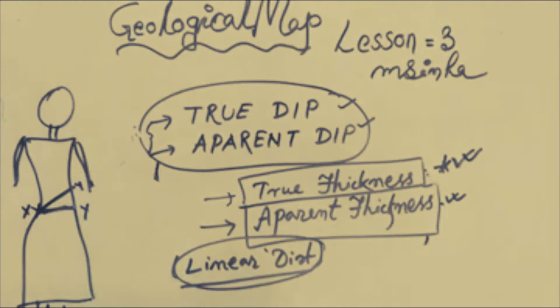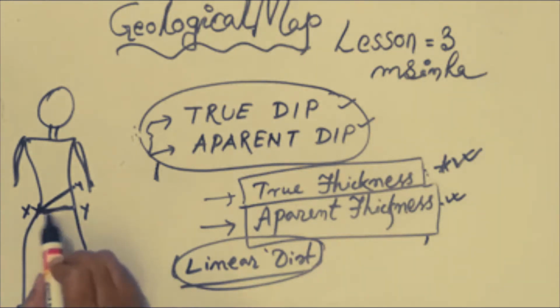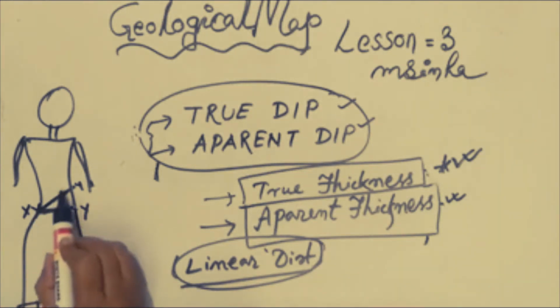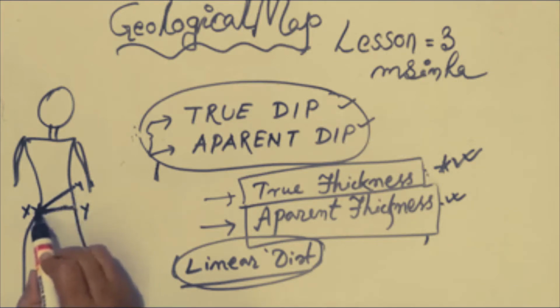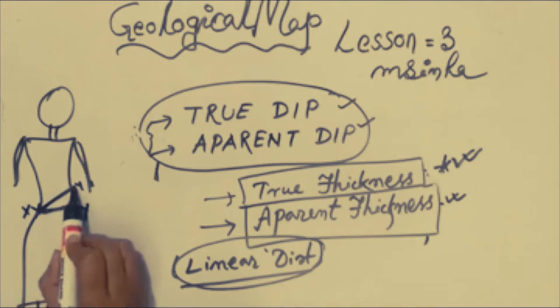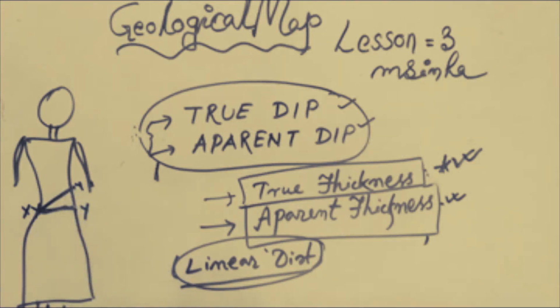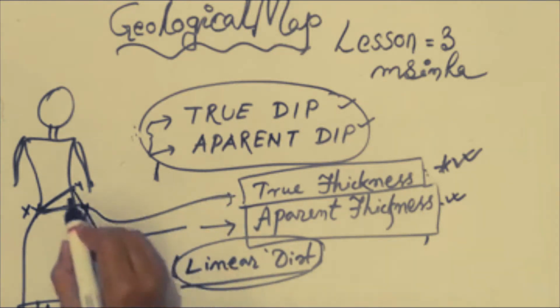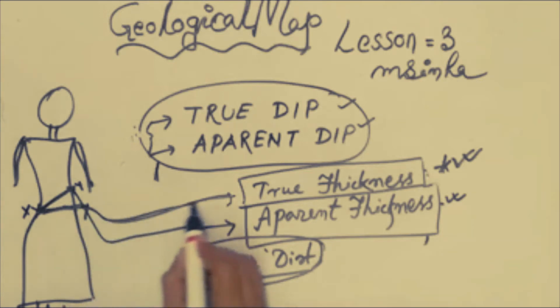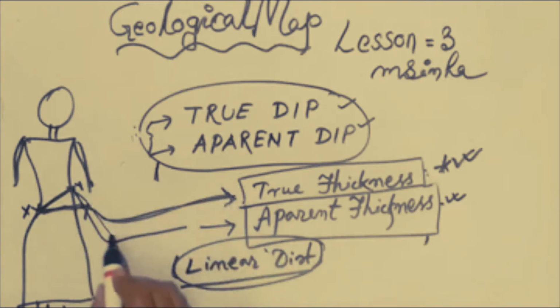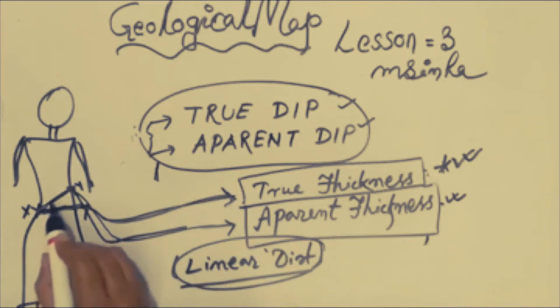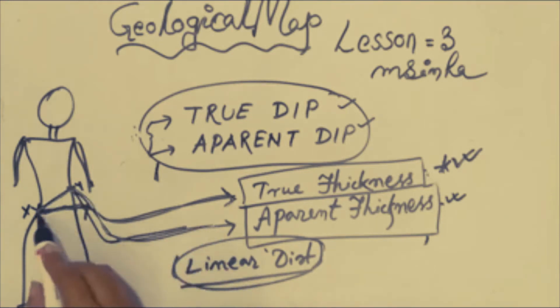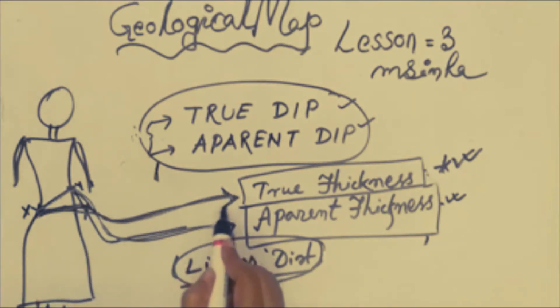Why is this not the true value? Because it is not just opposite to the X value. This value is the apparent thickness, and this value is the true thickness.